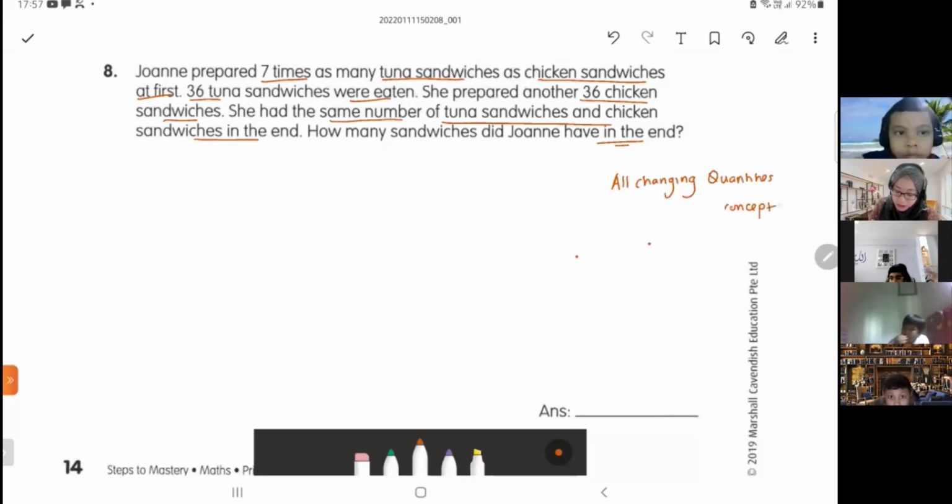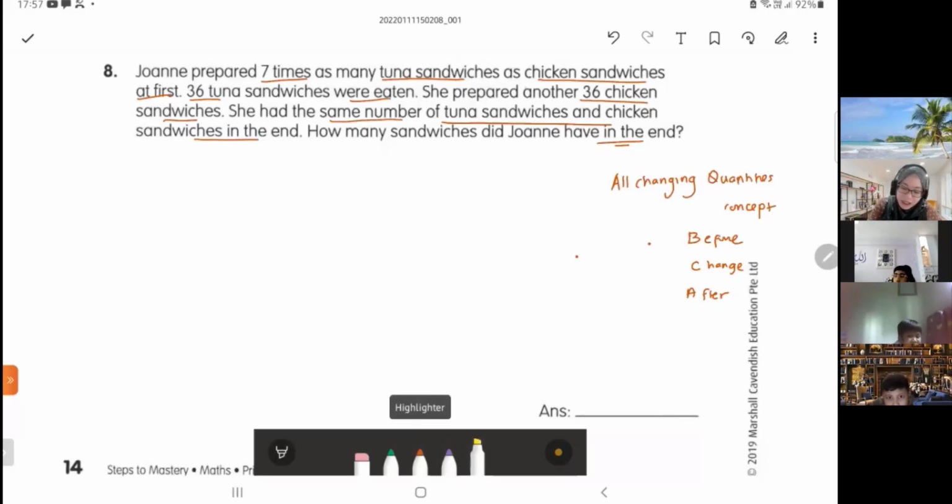Listen properly. For the all changing quantities concept, you need to identify the B, the C, and the A. The before, the change, and the after. For the before, the B, it's always the first sentence, which is 7 times as many tuna as chicken sandwiches, which means the tuna sandwich is 7 units, the chicken sandwich is 1 unit. This is my before information.